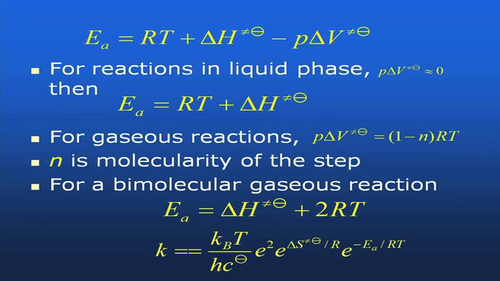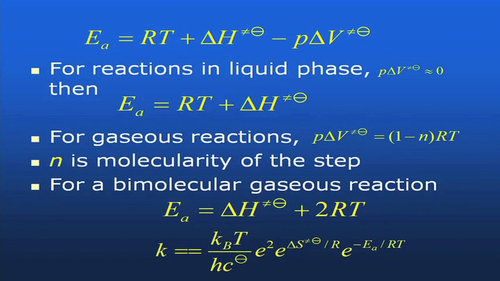Okay. And if you call this activated complex formation an elementary step, then the left hand side number of species, if there are 2 molecules, will be a bimolecular elementary reaction. So, for a bimolecular gas phase reaction, the activation energy will be delta H 0 bar double dagger plus 2 RT. So, 1 RT was there and another RT is coming as a result of the work done by the system. Okay. So, ultimately we get this expression.